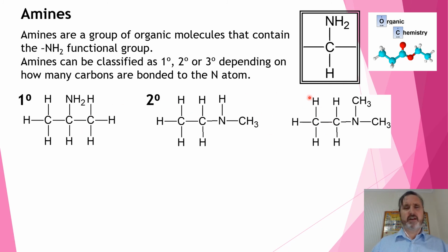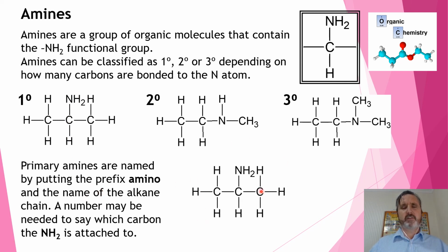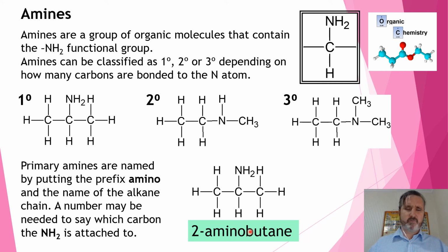So when we classify amines, if you ever need to classify them, remember they are classified by how many carbons are attached to the nitrogen. When we name amines, we use the prefix amino, just like we use the prefix chloro for chlorine. We put a number in front of it to say which carbon it's attached to. So if this is our amine here, this is attached to the second carbon, so it will be 2-aminopropane. And I've written down 2-aminobutane. Well, let's just ignore that.